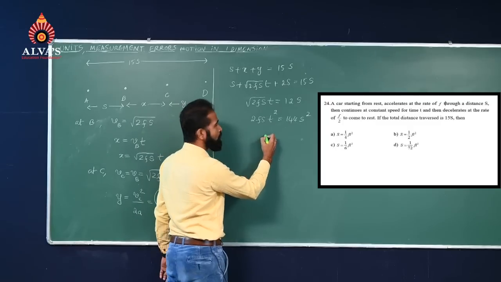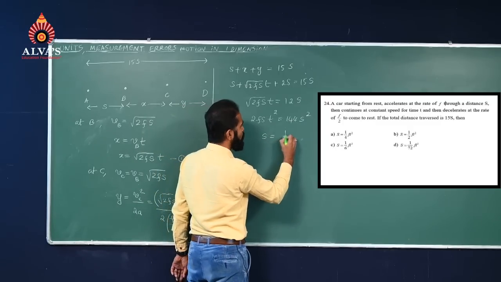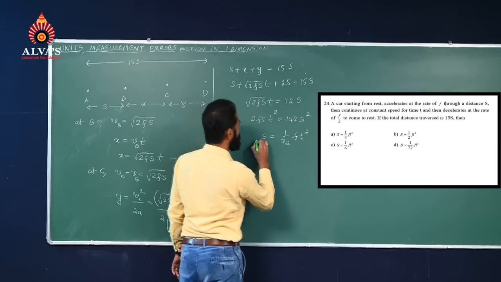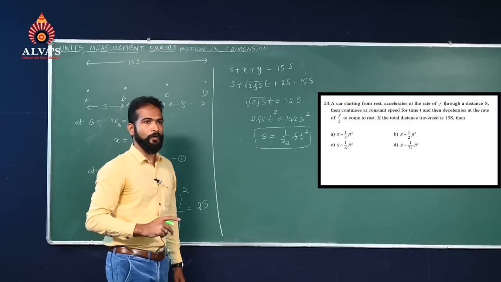One s is going to cancel. What is asked is the distance s. So the distance s becomes 1 by 72 times f into t square. That is option number 4.